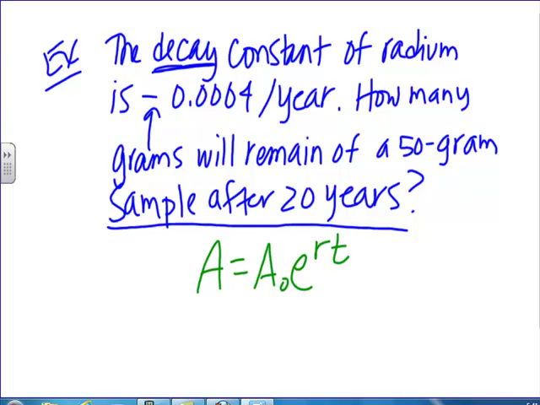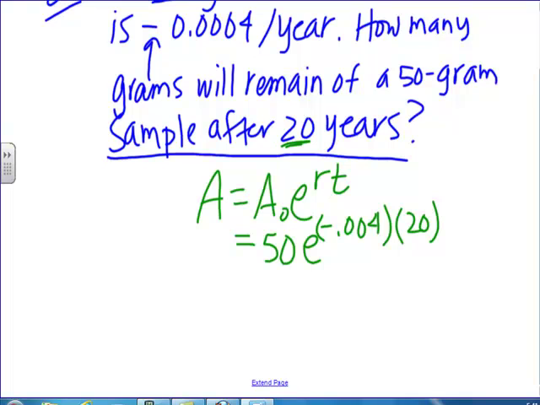So our original amount was 50 times e to the rate, and we do need to put it in as a negative because it's decaying, times t, which in this case is 20 years, how much of the stuff is left. If you use your calculator to multiply that out and round to tenths, you end up at 49.6 grams. Okay, I'm going to leave it here.